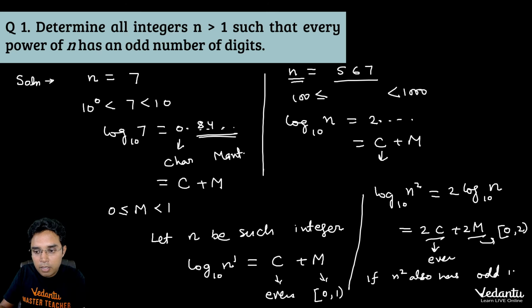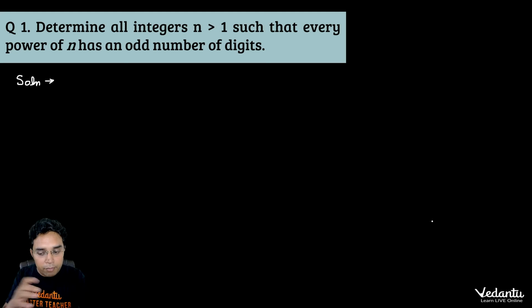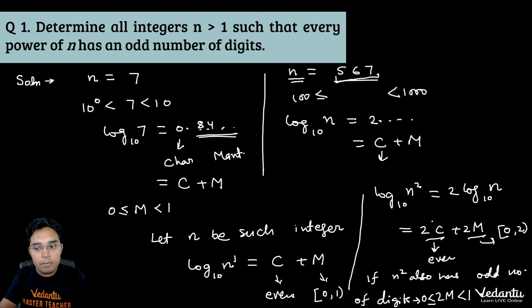So if n square also has an odd number of digits, then we want this 2m to be less than 1 and greater than or equal to 0, isn't it? Because if 2m becomes bigger than 1 and less than 2, then 2c, which is an even number, plus 1 will be an odd number plus some mantissa. And if the characteristic becomes an odd number, then the number of digits, as I explained to you here, will become even, it will not be odd. So if we want n square to have an odd number of digits, then this 2m should be within 0 to 1.